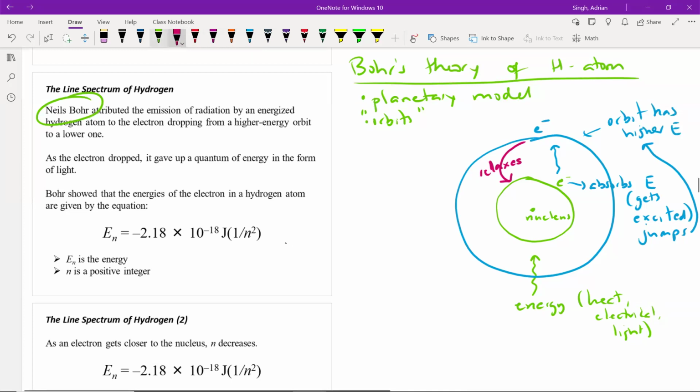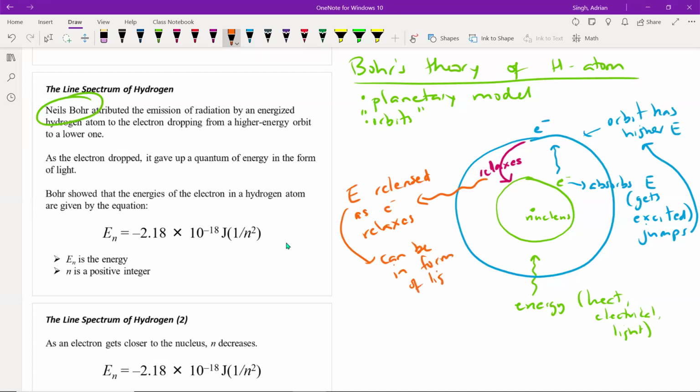And when it does so, obviously there's a difference in energy. What happens to that energy? Well, energy gets released as the electron relaxes. And that energy that gets released can be in the form of light that we can then see with our eyes. We can observe this light, and we can maybe pass it through a prism, and see what different wavelengths of light it's actually made up of, just like we did previously.